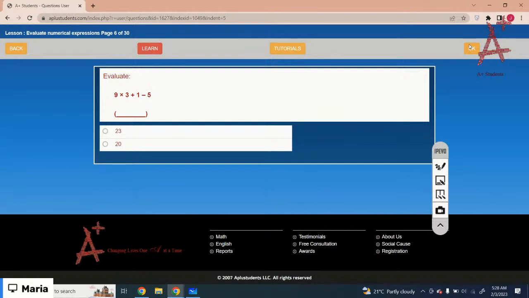Okay, which is the correct option for the next one? 9 times 3 plus 1 minus 5. 9 times 3 is 27. Then you have to do 27 plus 1. 27 plus 1 is 28. And then 28 minus 5 is 23. Yes, the correct option is 23.